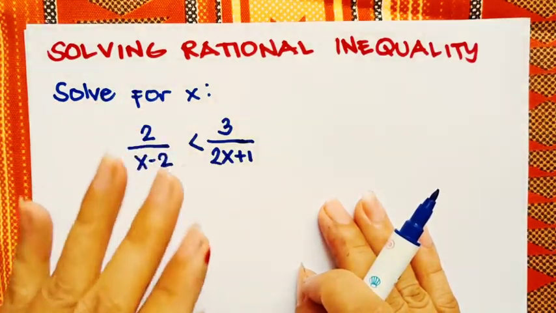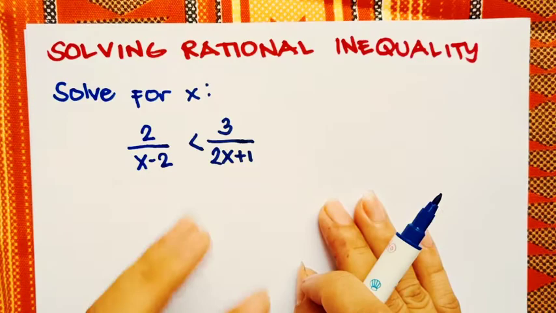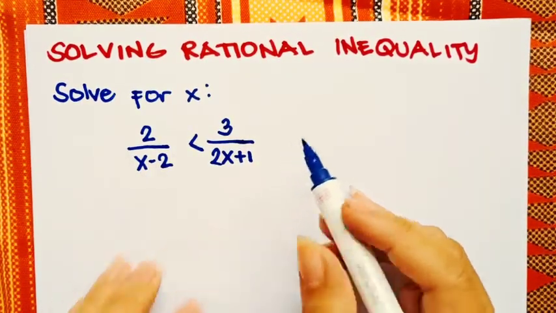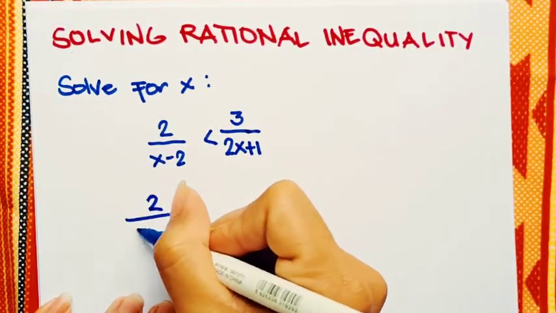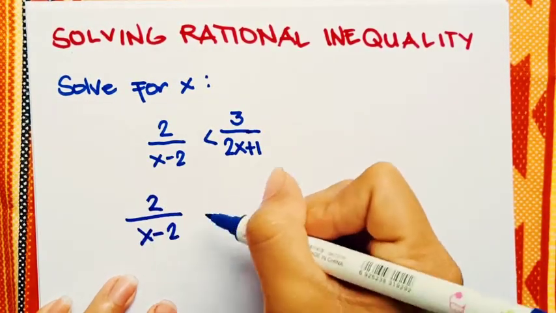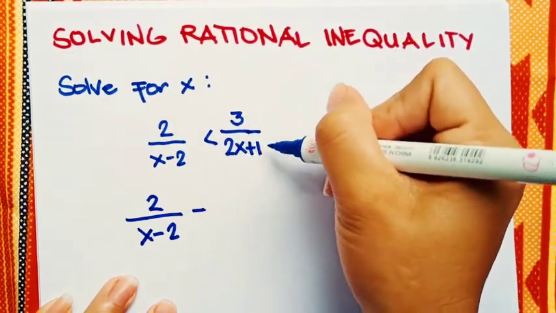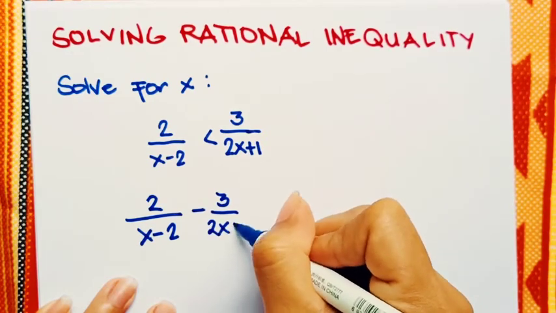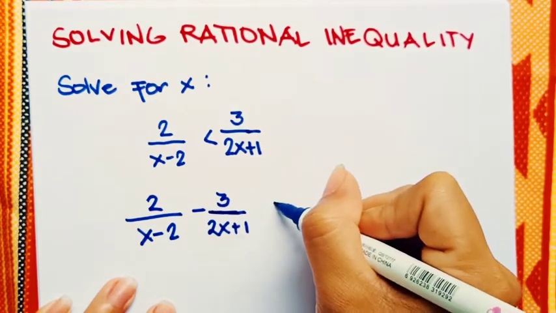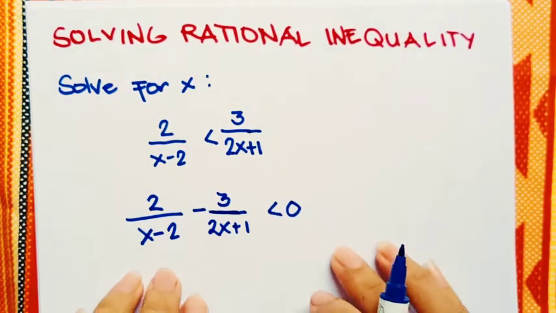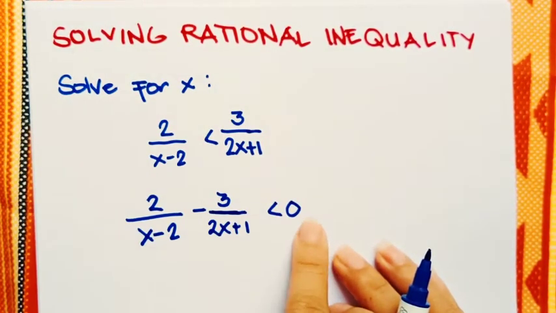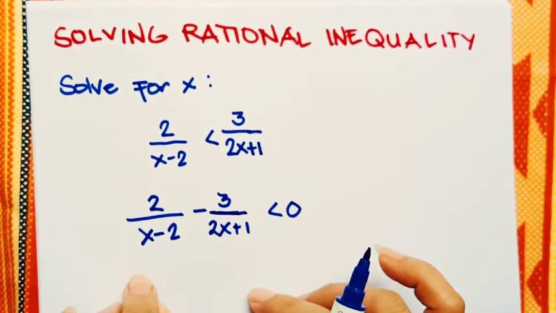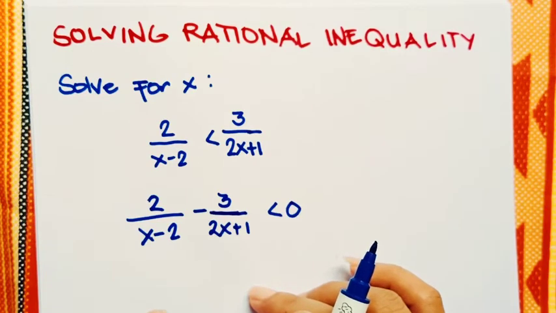So, first step is ilipat nato siya sa pikas na side tanan para zero na ang diri nga side. So, mahimo siyang 2 over x minus 2 minus 3 over 2x plus 1 is less than 0. Paglipat mag-change ang sign. So, ang first step guys, kailangan ma-zero ang pikas. And the next step is himuon nato siyang single na rational expression.